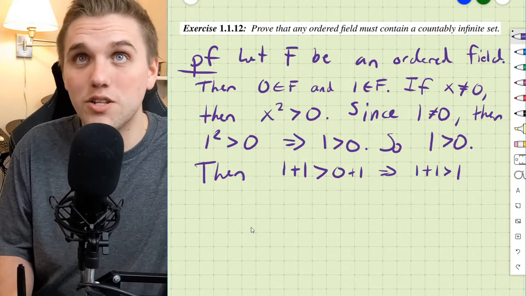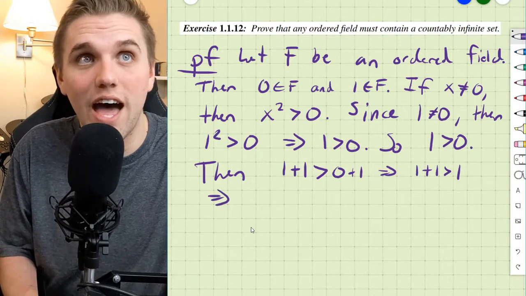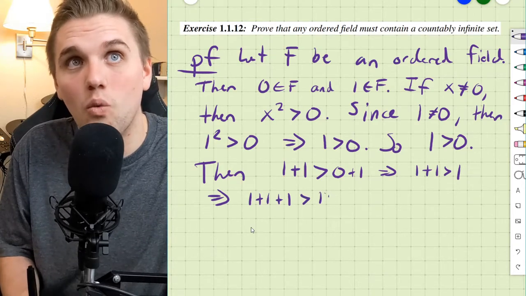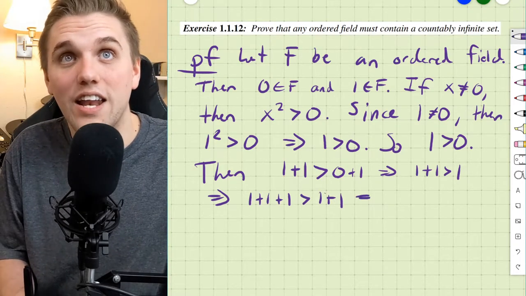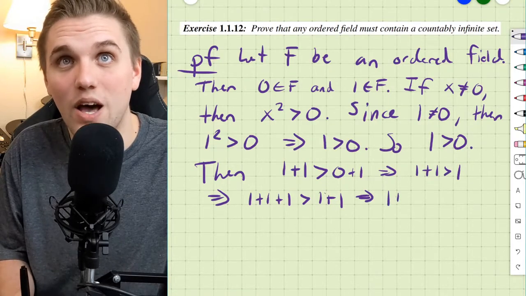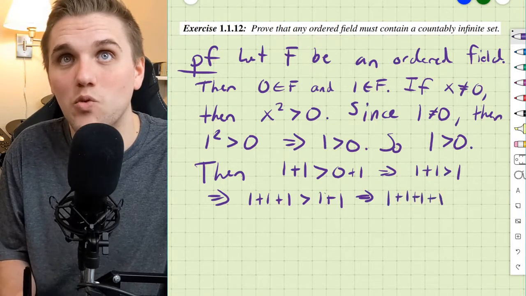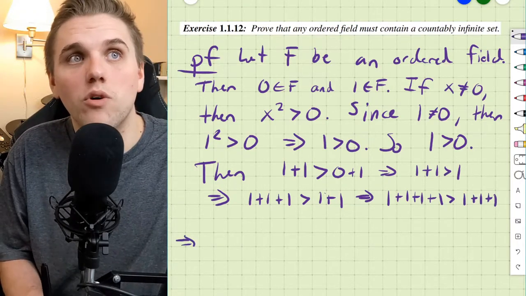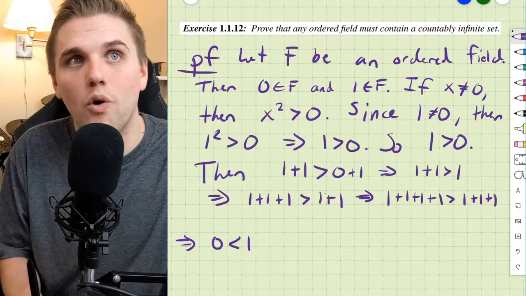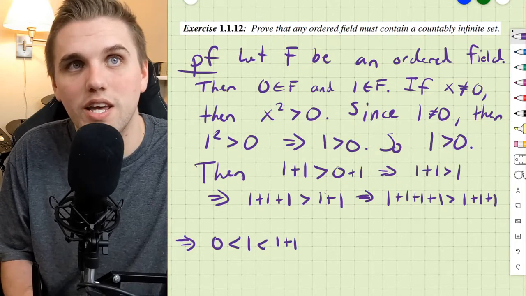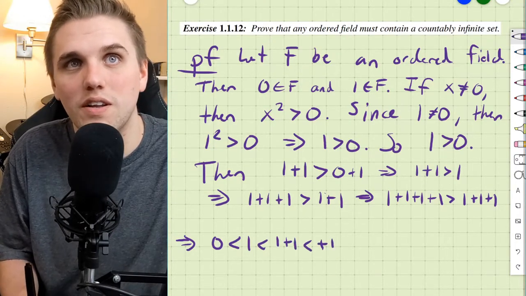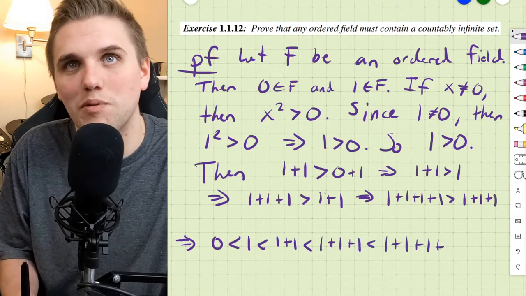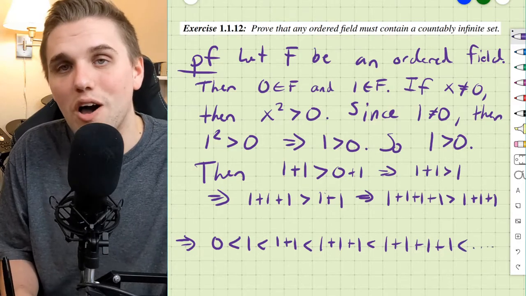Then I can add 1 to both sides here to get that 1 plus 1 plus 1 is greater than 1 plus 1. And then I can add 1 on both sides again to get that 1 plus 1 plus 1 plus 1 is greater than 1 plus 1 plus 1. So then what we're showing is that 0 is less than 1 is less than 1 plus 1 is less than 1 plus 1 plus 1 is less than 1 plus 1 plus 1 plus 1, and so on.